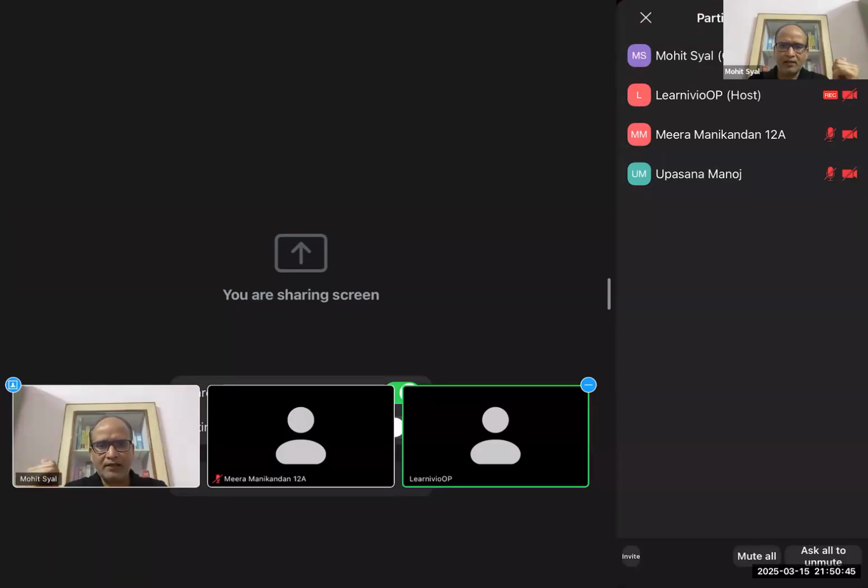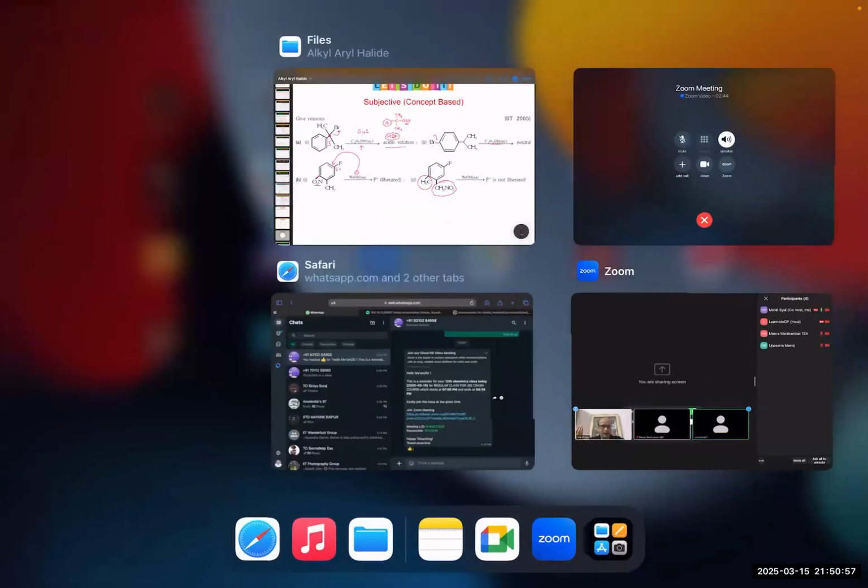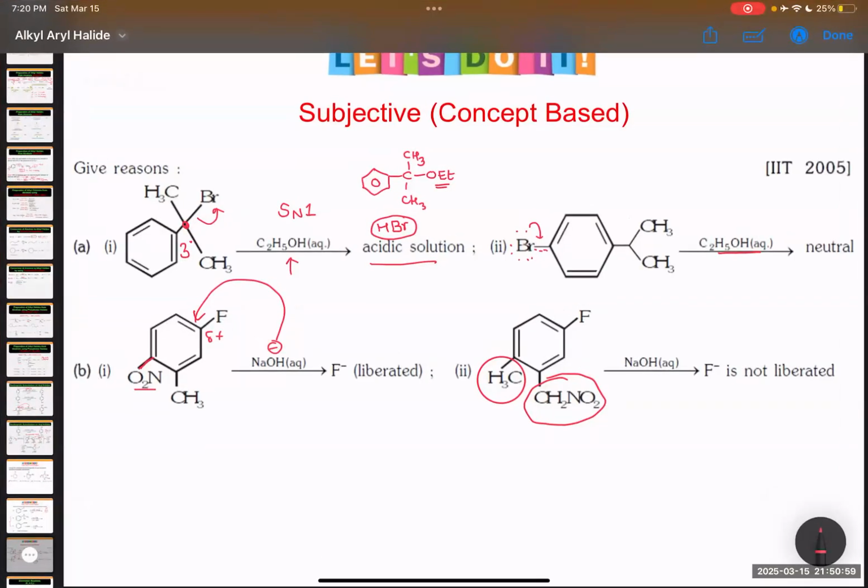But in this case, as you can see over here, if NO2 is not directly connected, NO2 will not do the resonance, there will be no plus charge. So here F minus is not liberated.